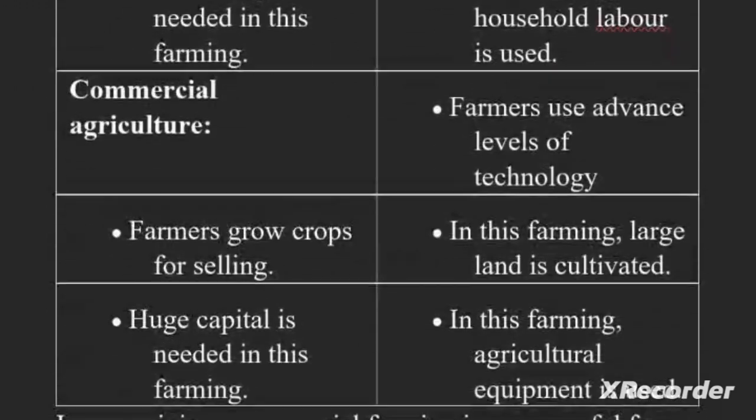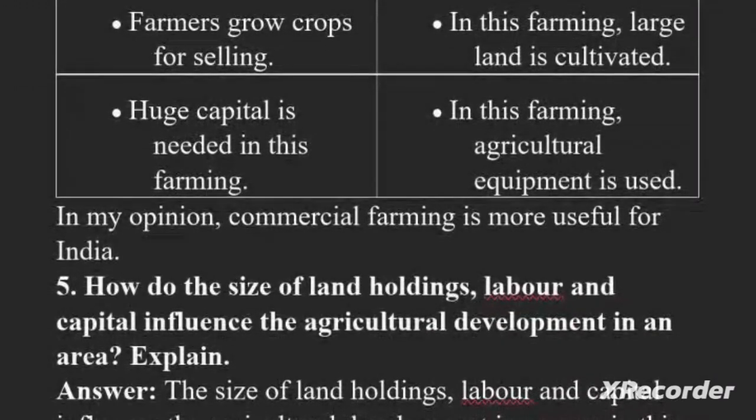Coming to the last question. How do the size of land holdings, labor, and capital influence the agricultural development in an area? Explain. The size of land holdings, labor, and capital influence the agricultural development in an area in this way. Size of land holdings: the size of farms affects the agricultural pattern and the yield per unit hectare. It all depends upon the size of the land that we need to cultivate. The small fields are mostly not economical.